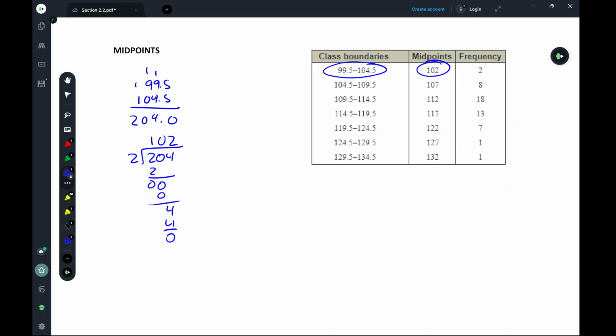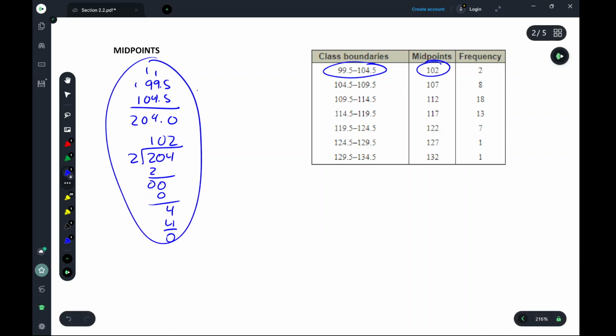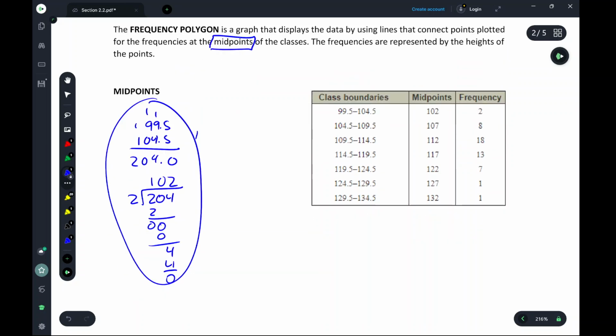Okay? Well, what did we just do? All we did was find the average of the upper and lower boundaries. That's how you find your midpoint. You add the two together and divide by 2. Okay? So midpoints become really important when we're constructing these things called frequency polygons.